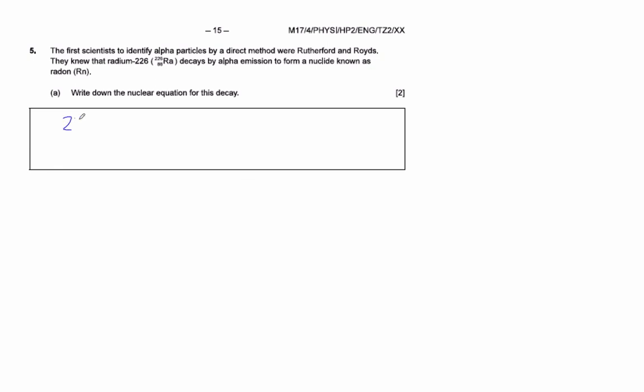Okay, so on this side we've got 226. Is that 88? Yeah. And that's our radium, right? And then that decays into radon. So figure out what these numbers are. Remember that the alpha particle is a 4-2. So figure these numbers out, and that's what the two marks are for this guy and this guy, right?